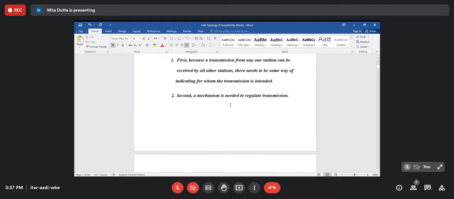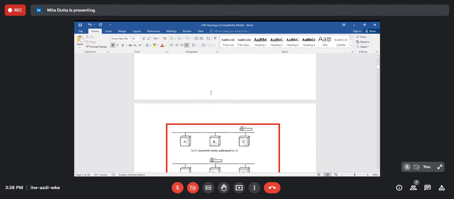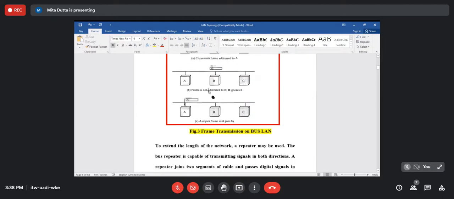And I have told you already how we take care so that the station whose address is mentioned on the data packet can take in the information. Other stations will discard it by checking the address of that particular station.